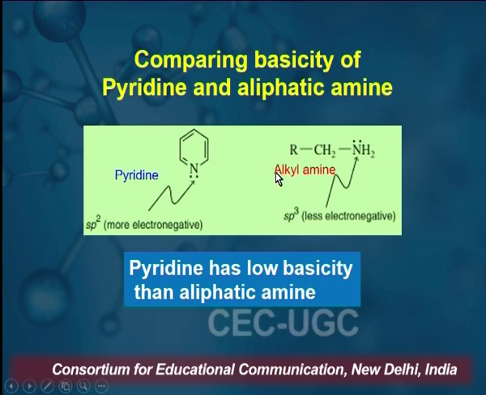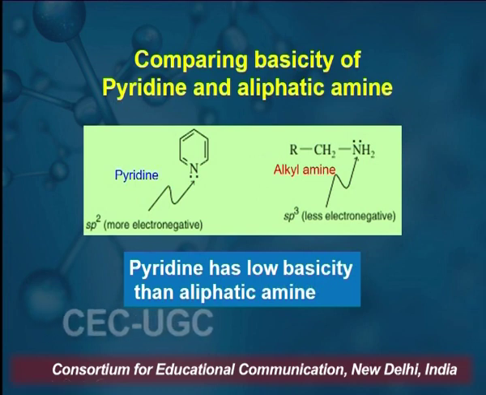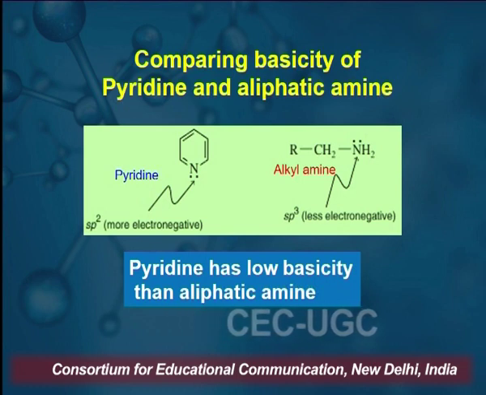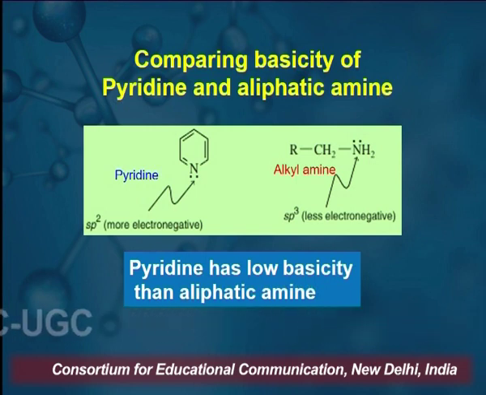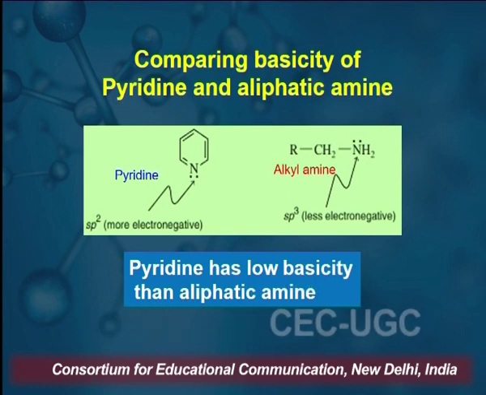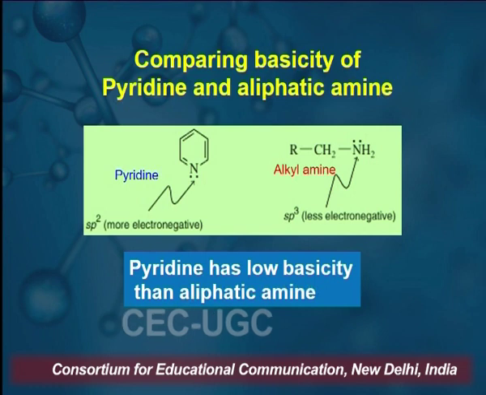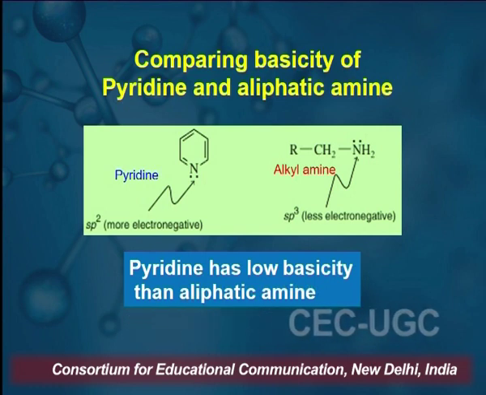So here we have seen the different factors which are affecting the acidic and basic behavior of organic molecules. We have seen that the acidic character will be increased in presence of electron withdrawing groups and will decrease in presence of electron releasing groups, whereas in case of molecules which show basicity, electron releasing groups will increase the basicity and electron withdrawing groups will decrease the basicity of the organic molecules.